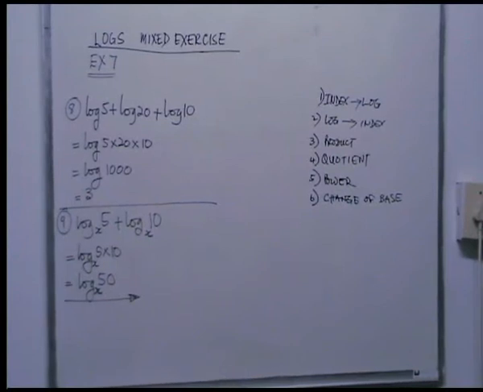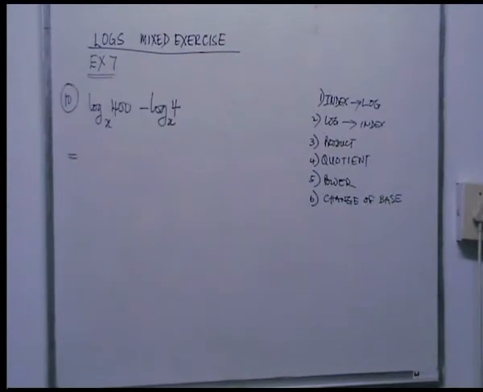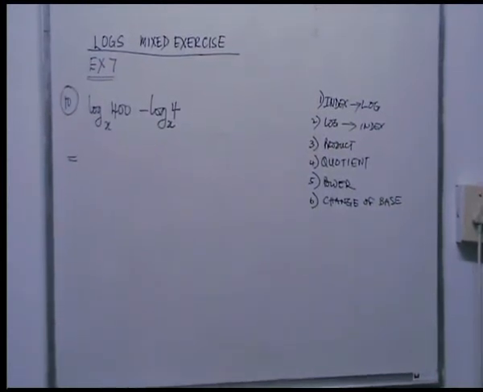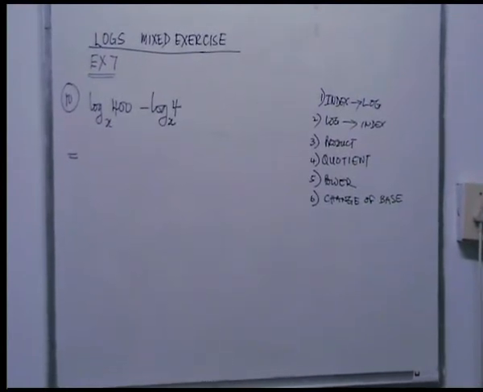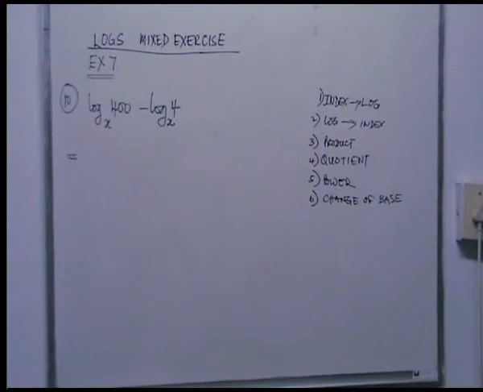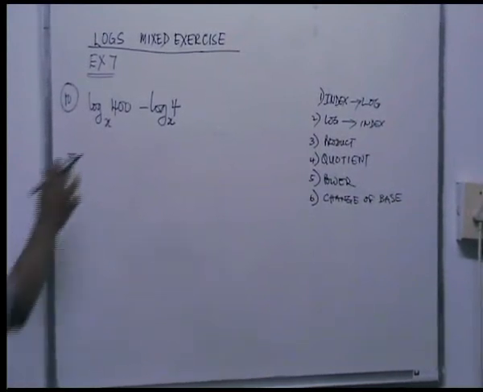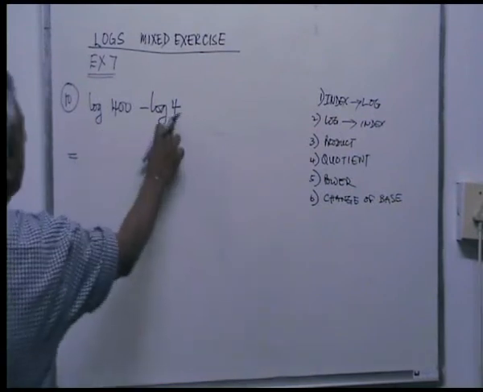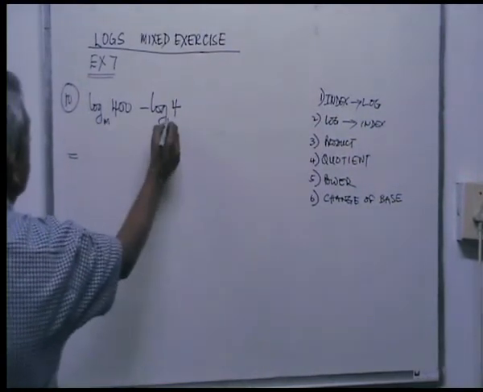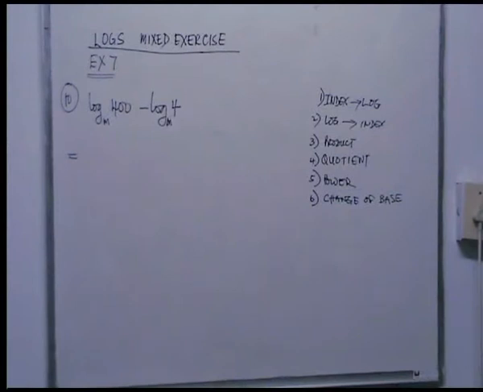And finally, we're going to look at number 10. So here we have number 10, log 400 to the base x minus log 4 to the base x. The bases are exactly the same. Sorry, the base is m, not x, sorry. Base is m and m. So bases are exactly the same.